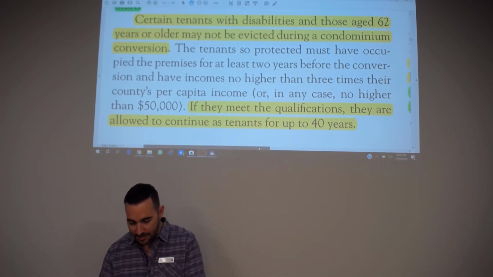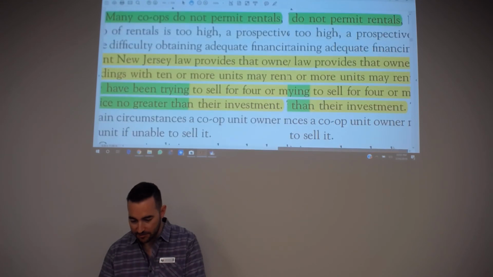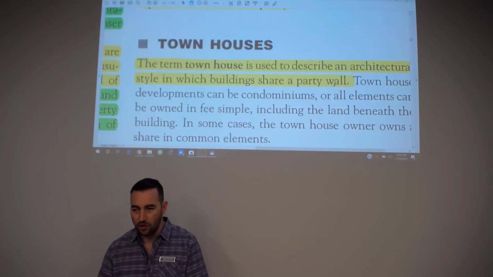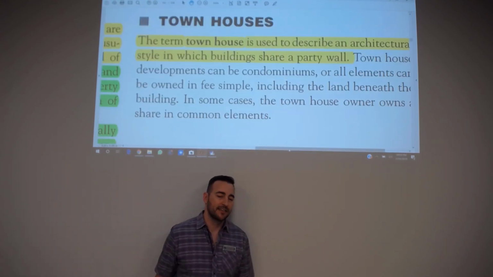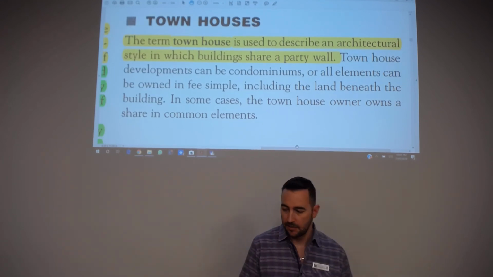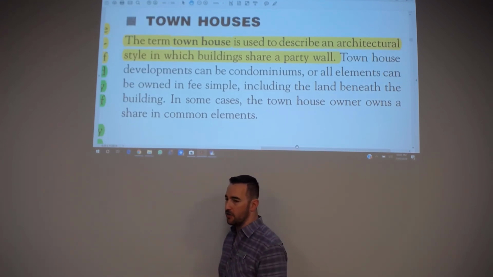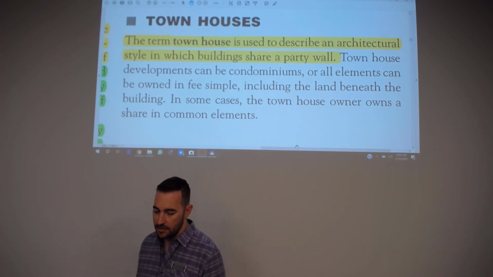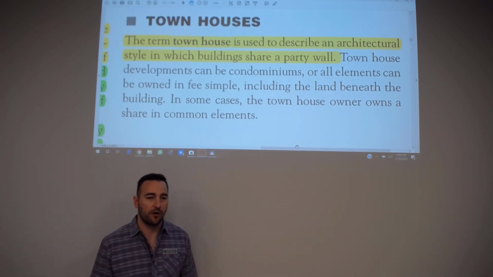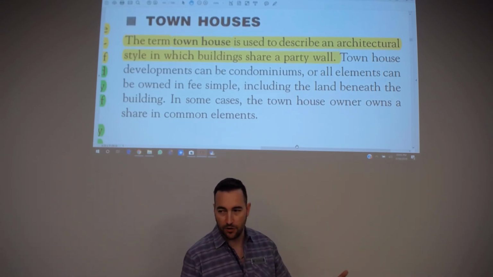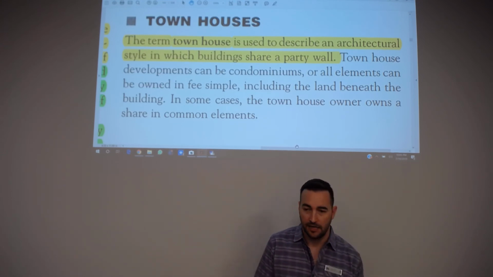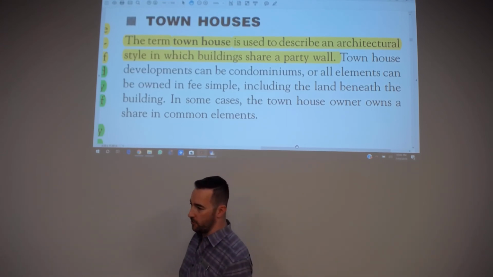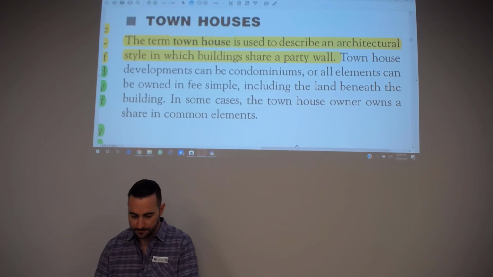Go to the right-hand side. At the bottom it says townhouses. The only thing you need to know right here is that a townhouse is used to describe an architectural structure style in which buildings share a party wall. They're houses in a row. These are townhouses. They share a party wall. That's it. That's what you need to know.